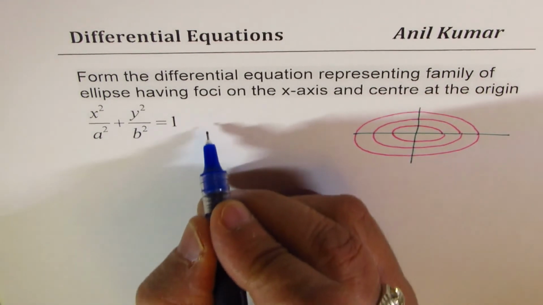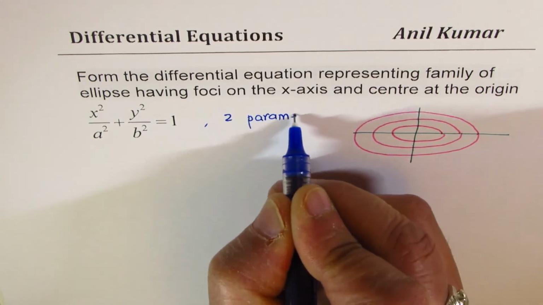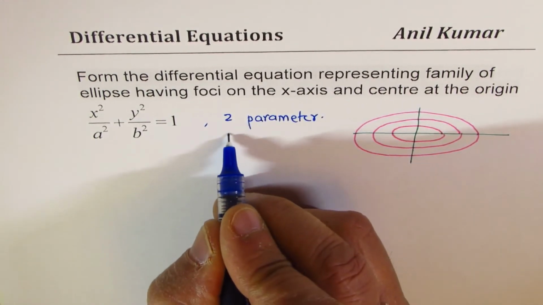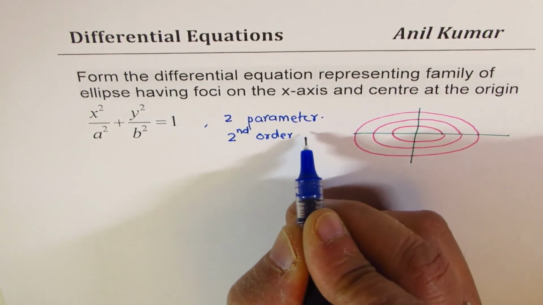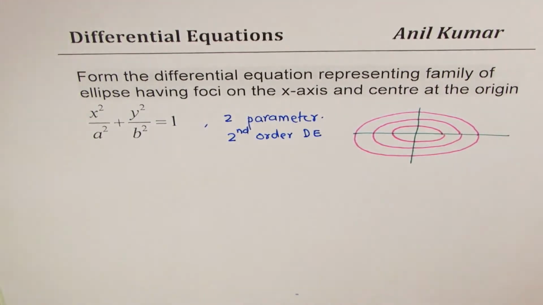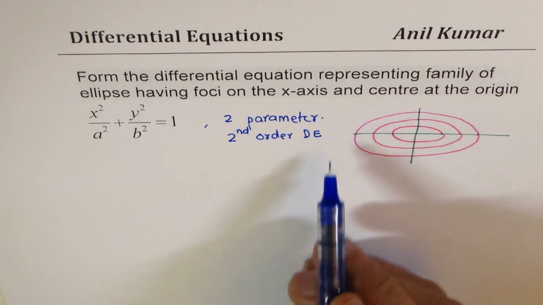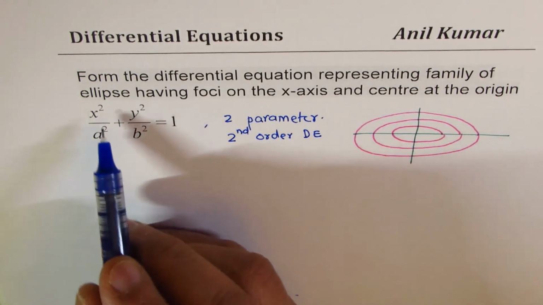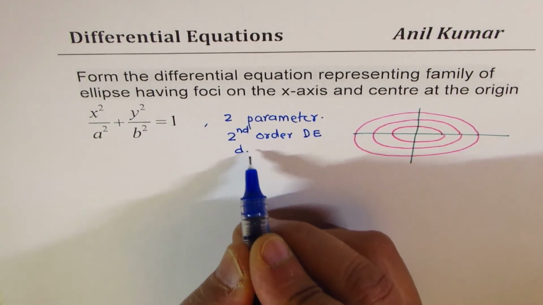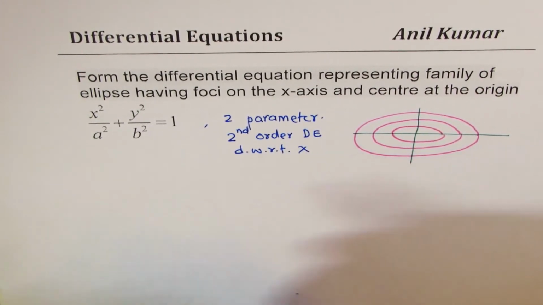So here clearly we have two parameters, and so we are looking for a second order differential equation representing all the family of these ellipses, right? So let's find the derivatives on both sides. Let's differentiate with respect to the independent variable x.